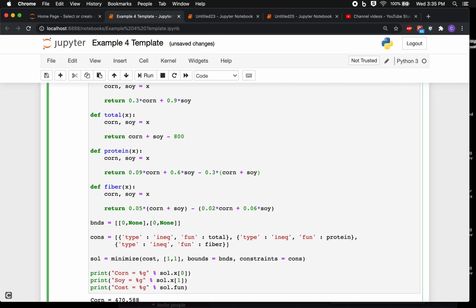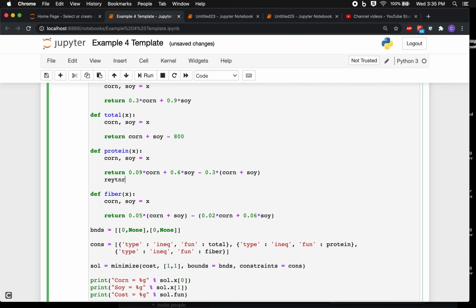Another way you can think about this is we could have also done return 0.09 times corn all over corn plus soy, kind of your total, plus 0.06 times the soy fraction, right, plus soy. Together, their two contributions have to be bigger than or equal to 0.3. But what I've done is made this kind of nonlinear constraint, and I've multiplied top and bottom by corn plus soy, which kind of gives me this expression. So that's another way of thinking about that constraint.